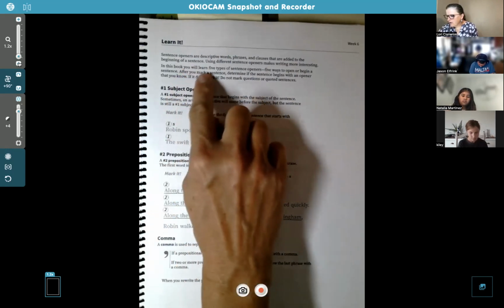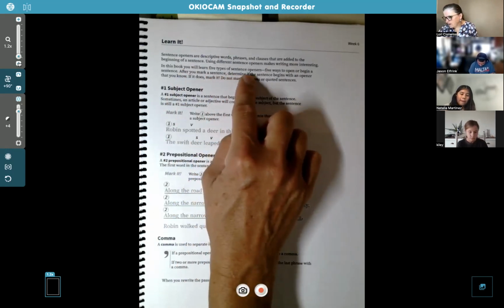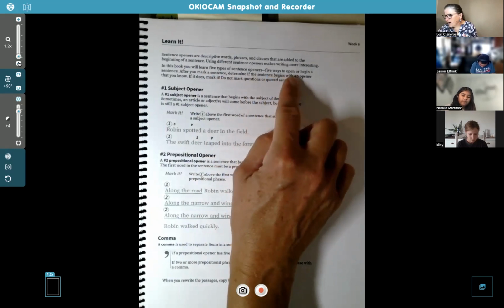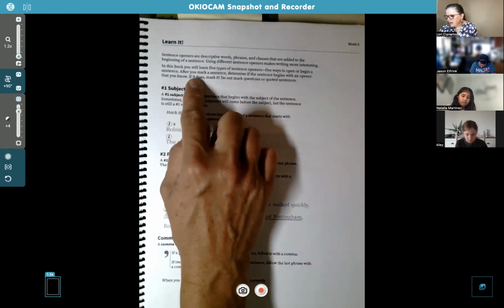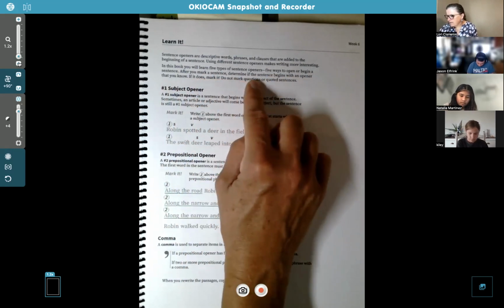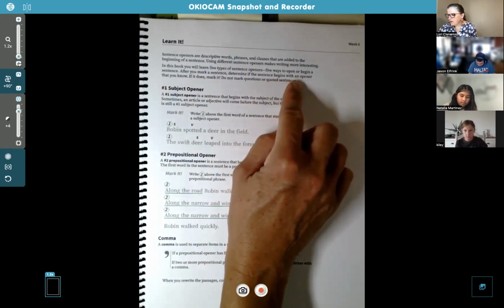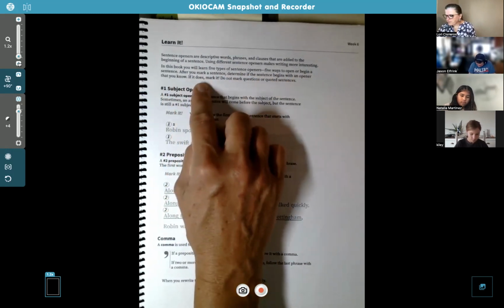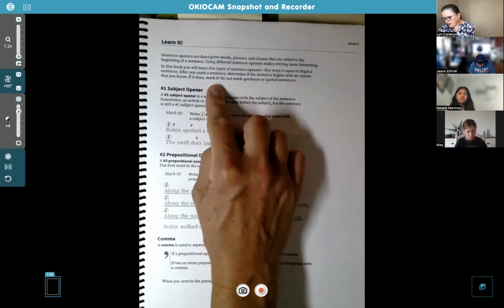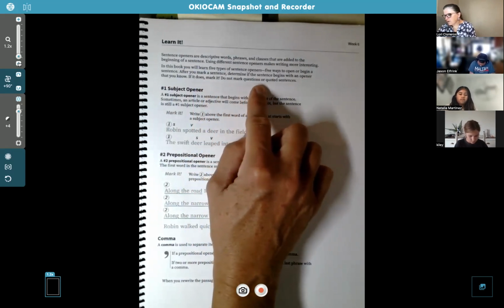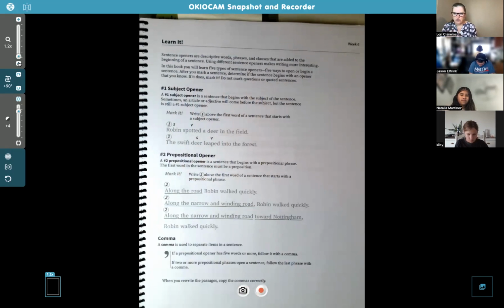In this book, you will learn 5 different types of sentence openers, 5 ways to open or begin a sentence. And after you mark a sentence, determine if the sentence begins with an opener that you know. If it does, you're going to mark it. Do not mark questions or quoted sentences. So questions and quoted sentences are the only ones that are not considered an opener or don't have an opener.